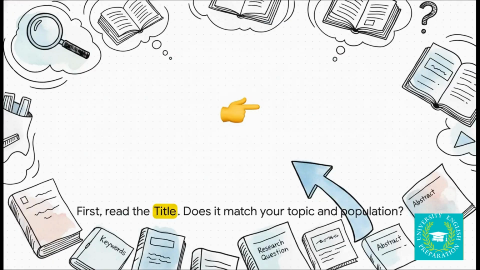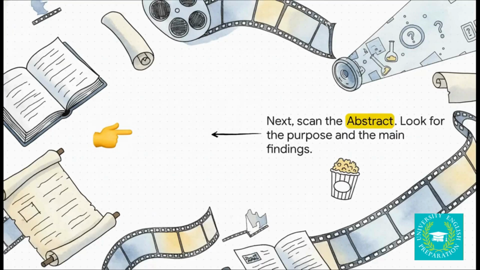First up, the title. This is your quickest filter. Does it have your keywords? Does it seem directly related to your research question? If the title is totally off base, don't even bother downloading it. Just move on. Next. If the title looks good, your next stop is the abstract.